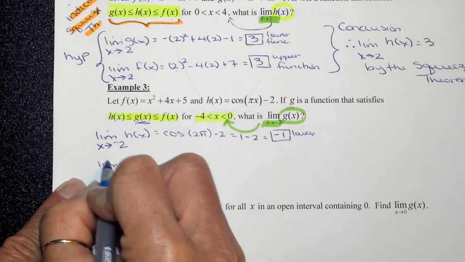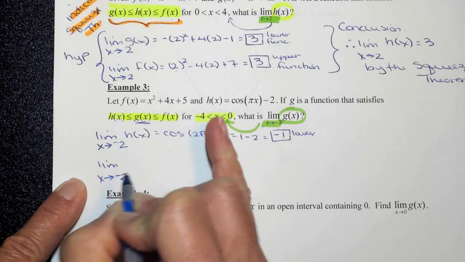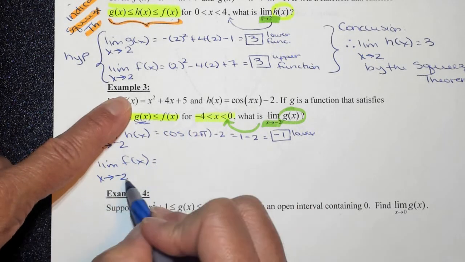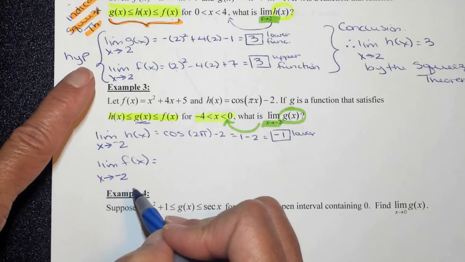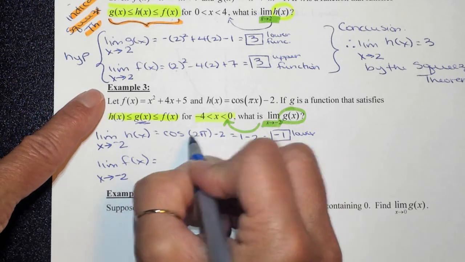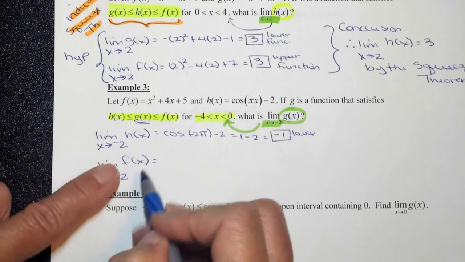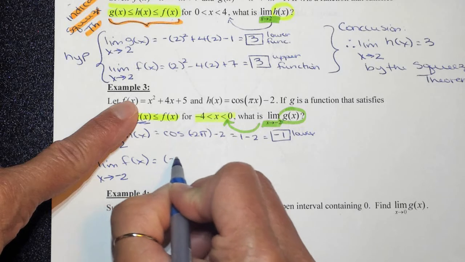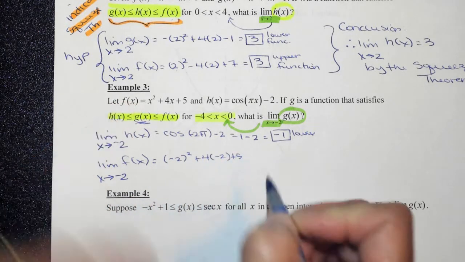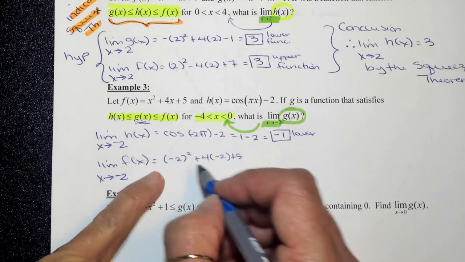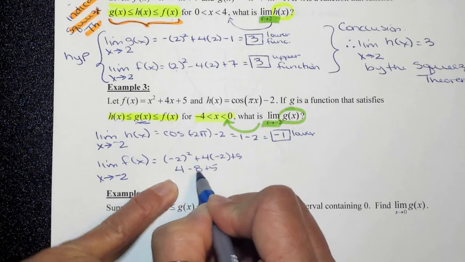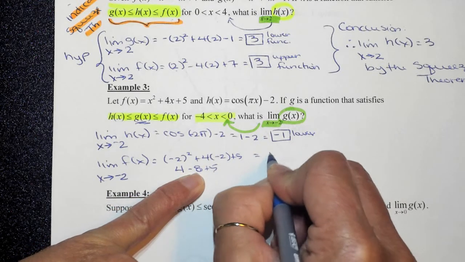Now we need to evaluate the limit as x approaches negative 2 of f of x. So I'm going to plug in negative 2. Should have been negative 2, but it's the same spot. Okay, so this is negative 2 squared plus 4 times negative 2 plus 5. Okay, so here we've got positive 4 minus 8 plus 5. So this is negative 4. This is equal to positive 1.